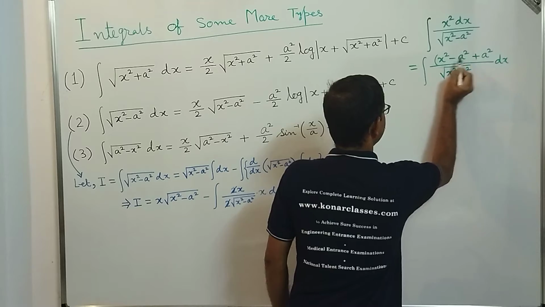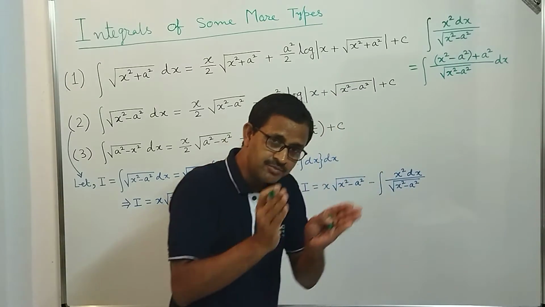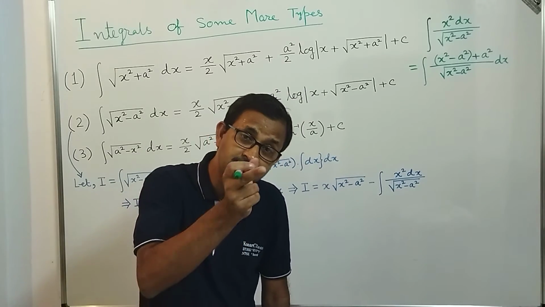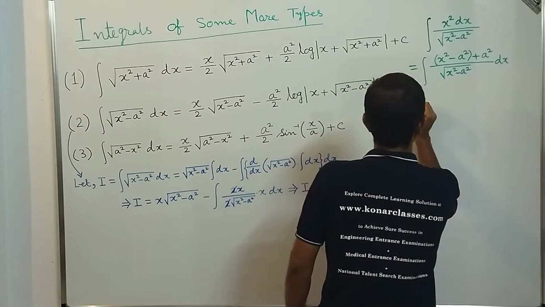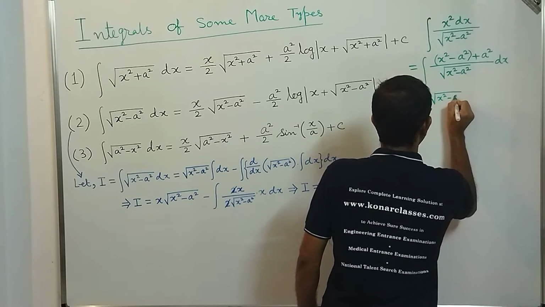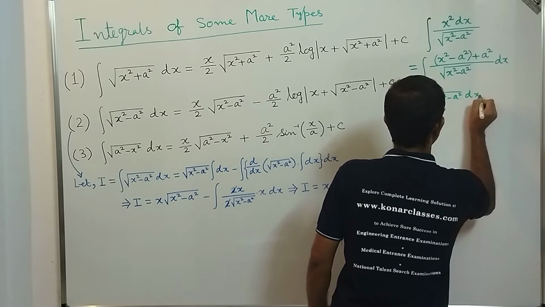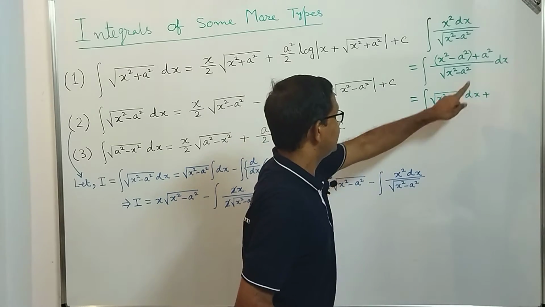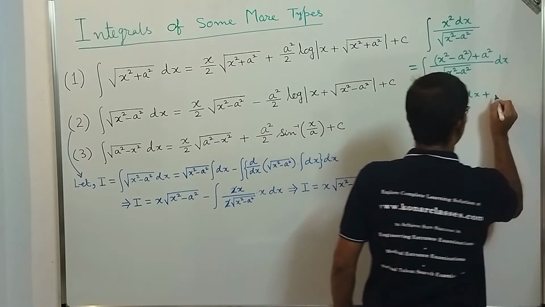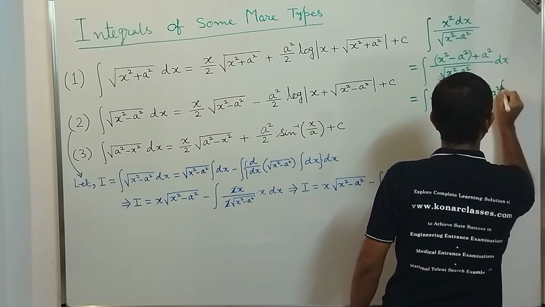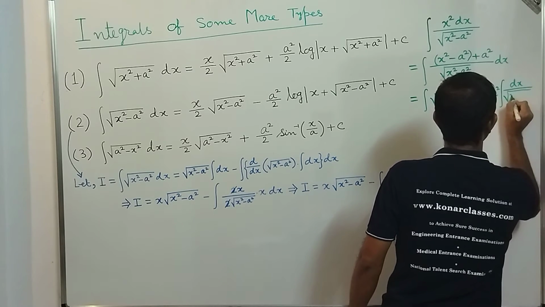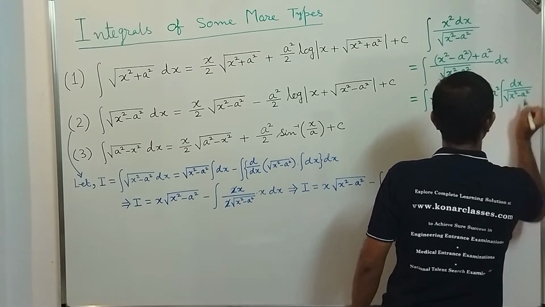Now in the numerator, x square minus a square by square root of x square minus a square will become square root of x square minus a square. So this is equal to integration of square root of x square minus a square dx plus integration of a square by square root of x square minus a square dx. The a square is a constant, we can take a square out of the integration, so a square into dx divided by square root of x square minus a square.